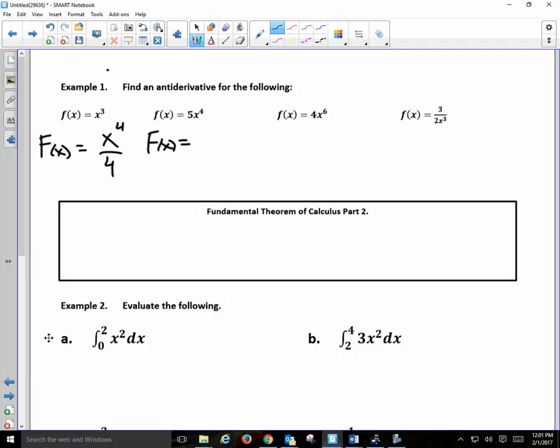The next one, 5x to the fifth over 5. 5's cancel, we get x to the fifth is our antiderivative. If you take the derivative of x to the fifth, you get 5x to the fourth? Yes, you do. 4x to the 6th. What's the antiderivative?